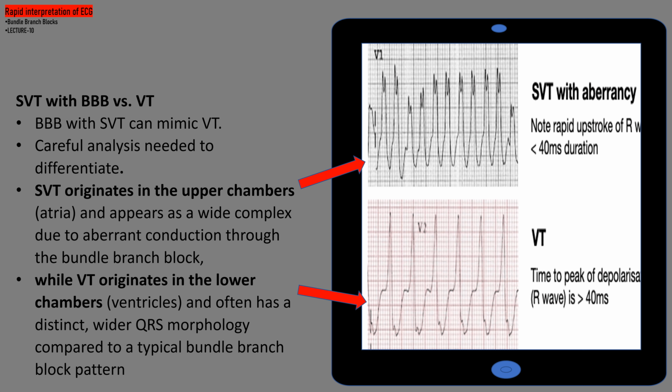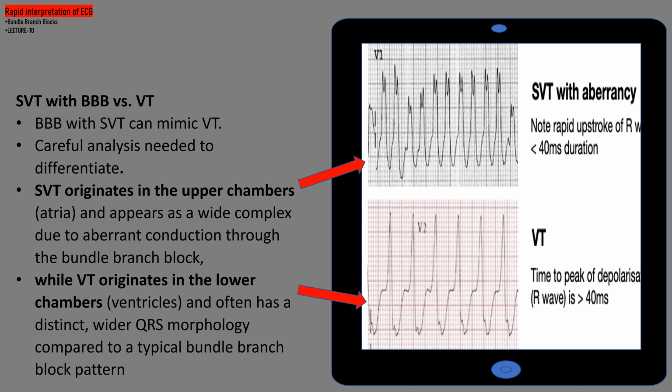In some cases, a patient with a bundle branch block may experience episodes of supraventricular tachycardia, which can result in widened QRS complexes. This can make the ECG appear similar to ventricular tachycardia. Since the treatment strategies for these conditions are different, distinguishing between them is essential. One way to differentiate is by analyzing the heart rate. Ventricular tachycardia often occurs at rates between 150 and 250 beats per minute, whereas supraventricular tachycardia with a bundle branch block typically falls at the higher end of this range.